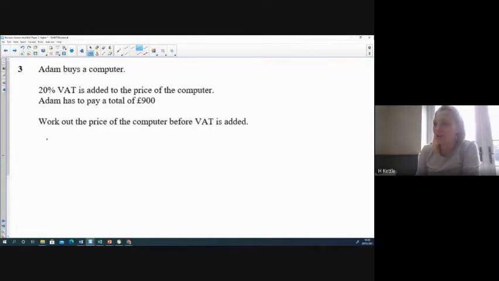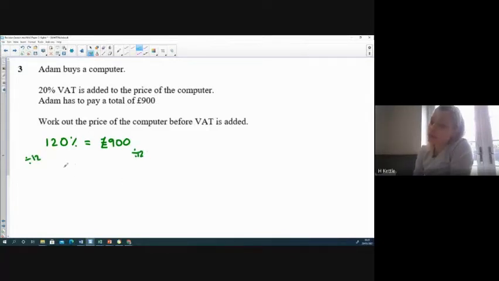Now, if I didn't have a calculator, or even if you did, you might want to write 120% is £900. That's going to get you a mark, just for recognizing that you understand that £900 is not 100%, it's had 20% added on. So 120% is £900. Now, from there, you might decide, well, the easiest way to do this would be to divide by 12.